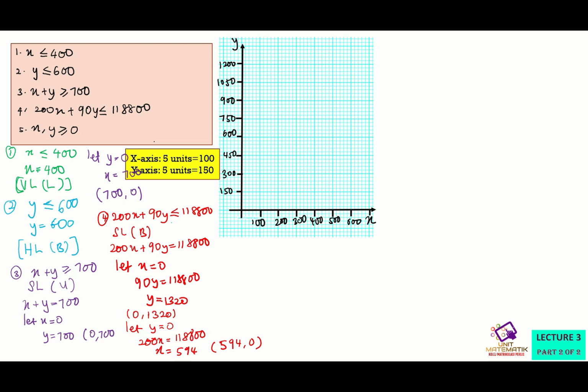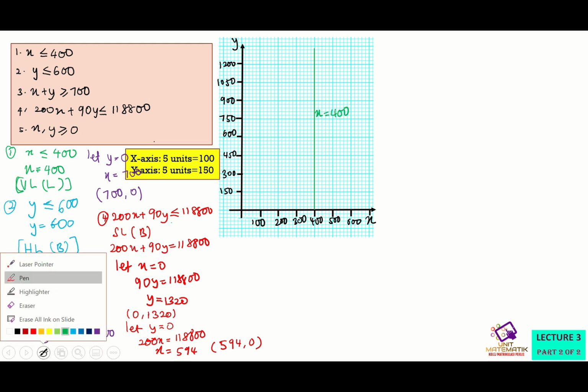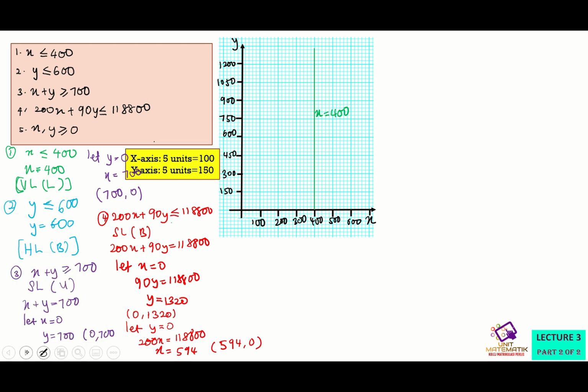So let's start with the first inequality where we have x equals to 400. So the vertical line is here, and then don't forget to label your vertical line, which is x equals to 400. And then the next inequality we have y equals to 600, so this is y equals to 600. So you will get your graph like this. Please label your graph. So this is x plus y equals to 700, and then this is 200x.